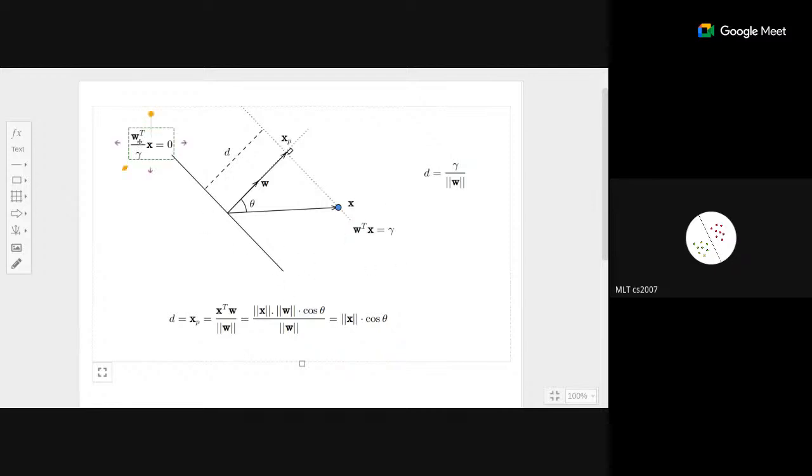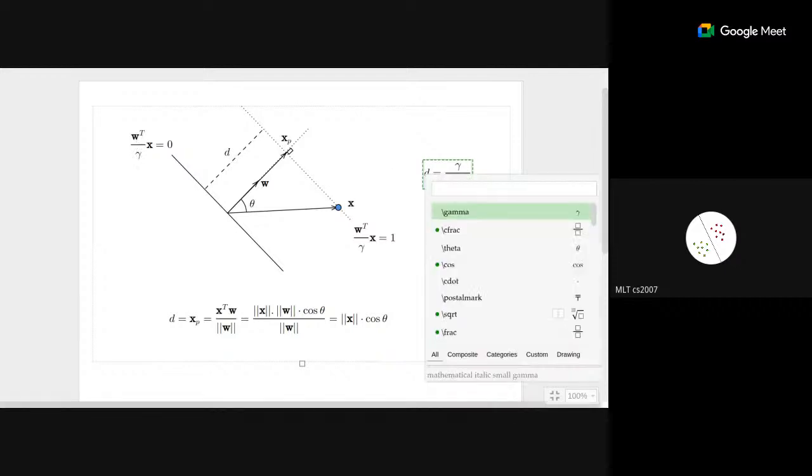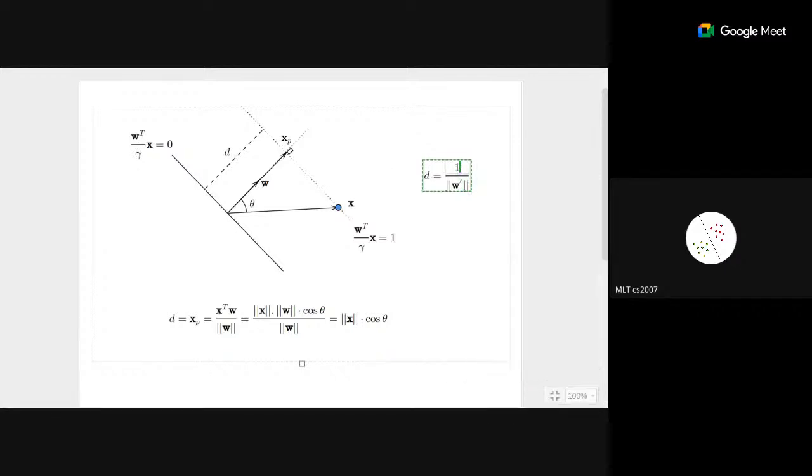So if I divide W by gamma and I do the same here, what do I end up with? You'll end up with 1. I'm doing something similar here, right? Now X transpose W, this is where it gets a bit confusing. Let's call this a new W dash. I can in fact write this down as 1 by norm W dash. Do you agree to that?